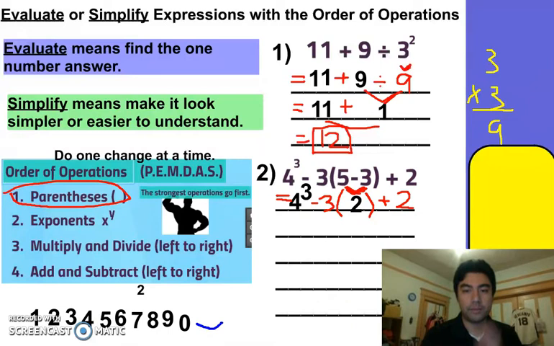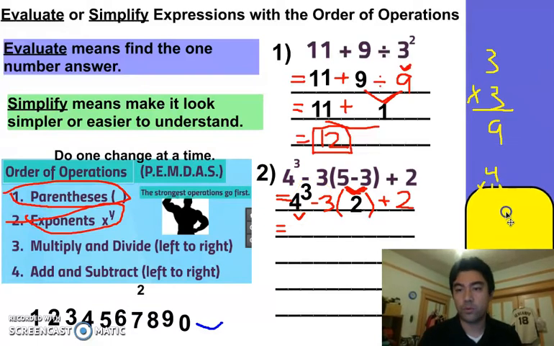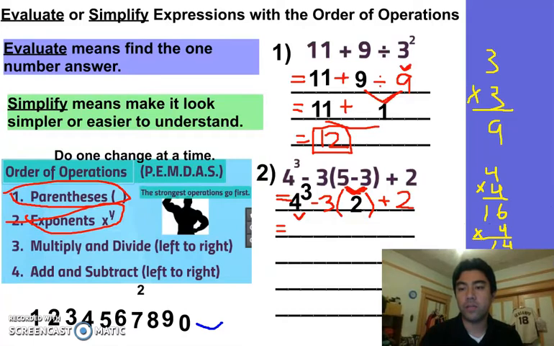Next step. Do I see any exponents? Yes, I do. I see exponents right here. So now I'm going to draw an arrow to show that I'm doing this next. Okay. 4 to the third power. Don't confuse this with 4 times 3. It's the same thing as 4 times 4 times another 4. Okay. Now I did the math here already. 4 times 4 times another 4 is just 64. Okay. So I'm going to change 4 to the third power to 64.